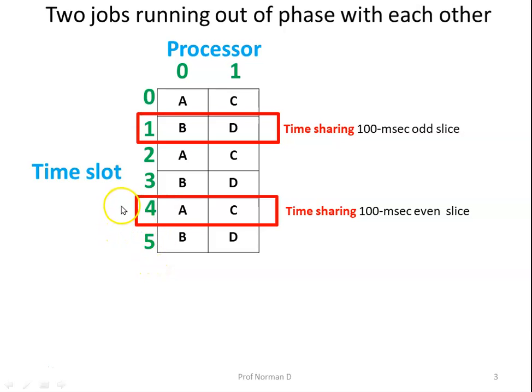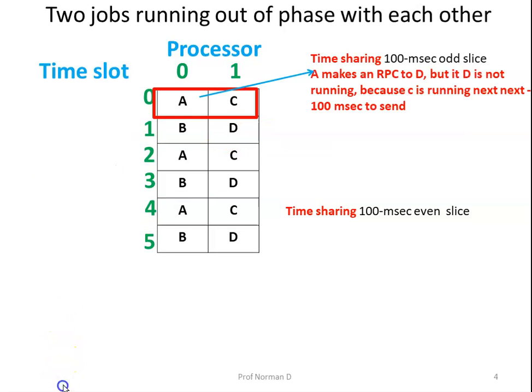Now each processor is time shared. Let's assume that the time slice is 100 milliseconds, with A and C running in the even slice and B and D running in the odd slice.